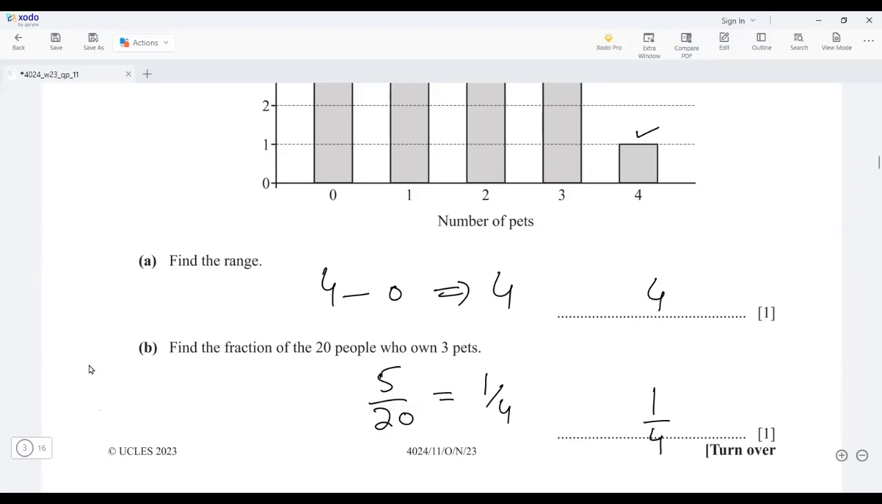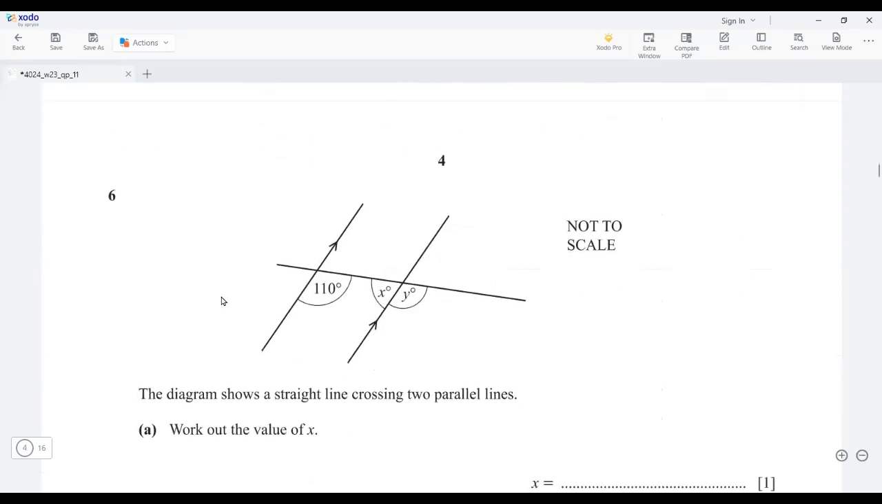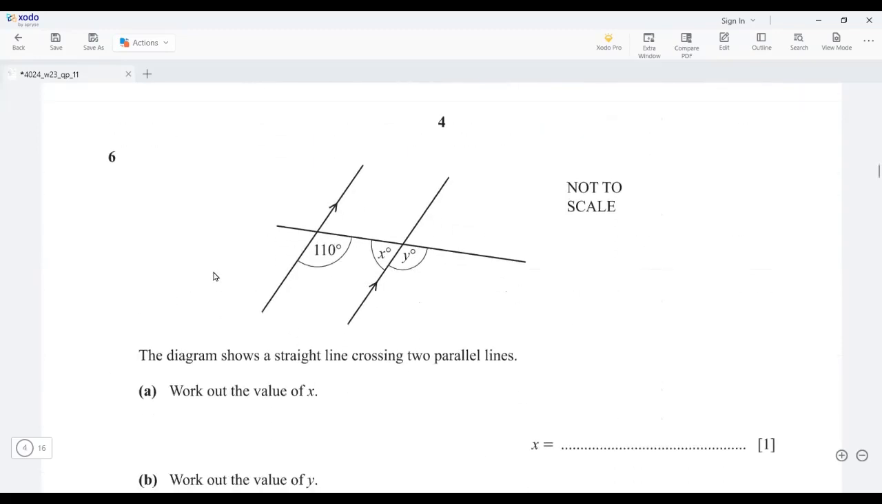Okay then. So moving towards the next question, this was question 5. Now moving towards question number 6. This is an angle properties question. The diagram shows a straight line crossing two parallel lines. These two are the parallel lines, and we have to work out angle x. So look at angle x. This is one of the parallel lines. This is the other parallel line.